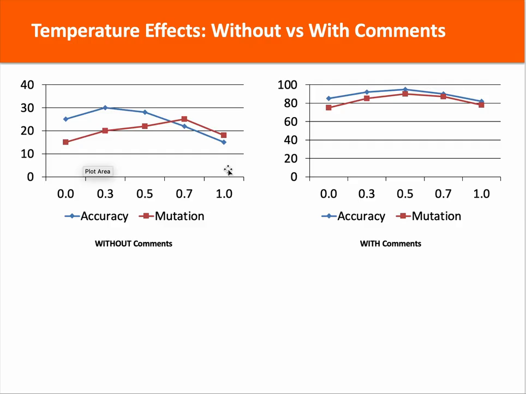Now, on the left, without the comments, the accuracy peaks around 30% and then drops. Higher temperature generates more tests but lower quality. On the right, with the comments, you see how it changes dramatically. The entire curve shifts up. Peak accuracy at 95% occurs at temperature 0.5, meaning half reliable and half creative. Here is the insight: comments unlock higher temperatures.